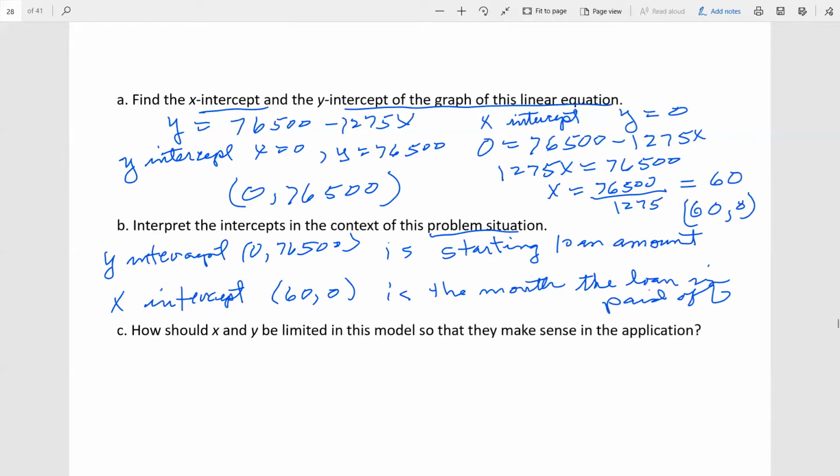So the question, how should x and y be limited in this model so that it makes sense? Well, the outstanding loan is going to be between 0 and 76,500. You're never going to owe more than the starting amount. And when it gets paid off, it's not going to go below 0. And then the months are going to be between 0 and 60. You're not going to keep paying after the 60th month.